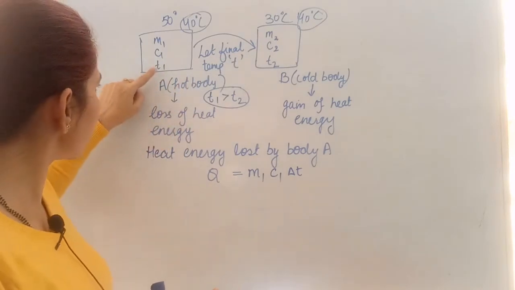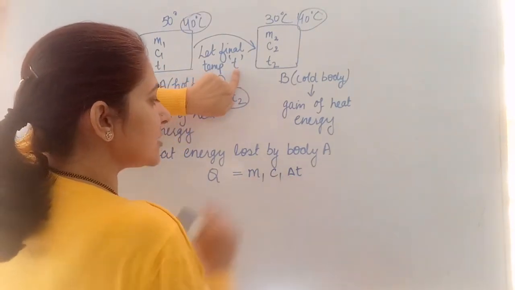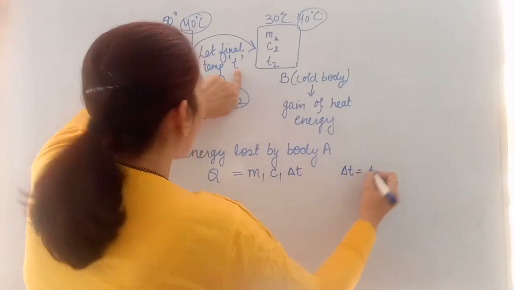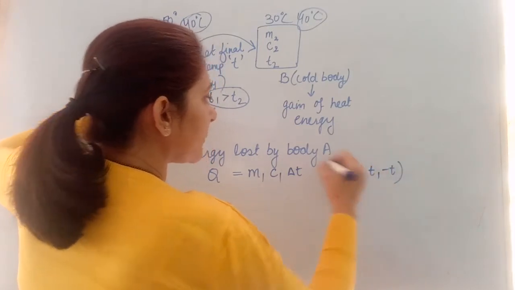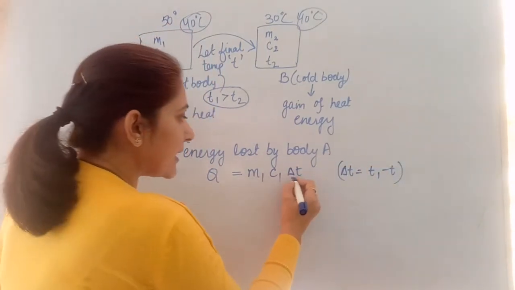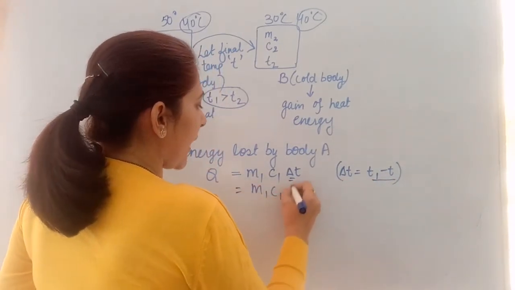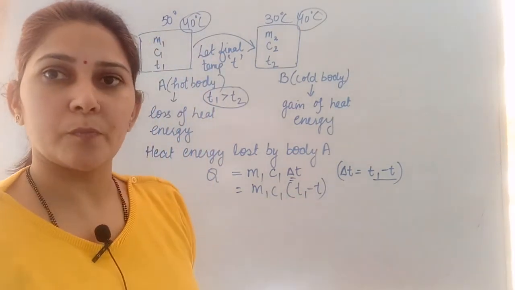So this is the bigger value and this is the smaller one, and this is the change in temperature. The change in temperature will be given by the higher value minus the lower, T1 minus T. So this delta T we can put this way: m1 c1 (T1 minus T). This is the first equation.